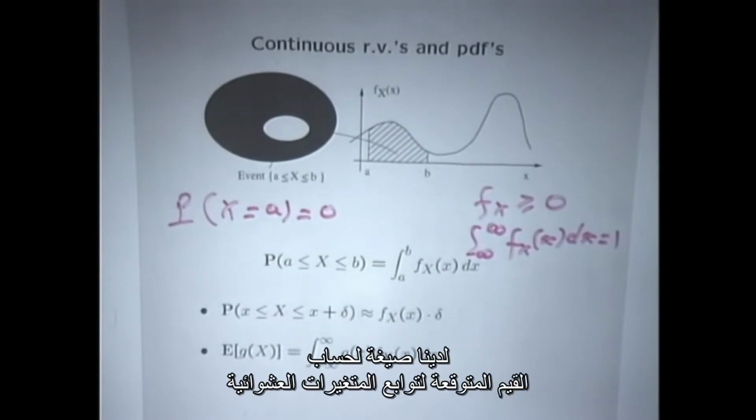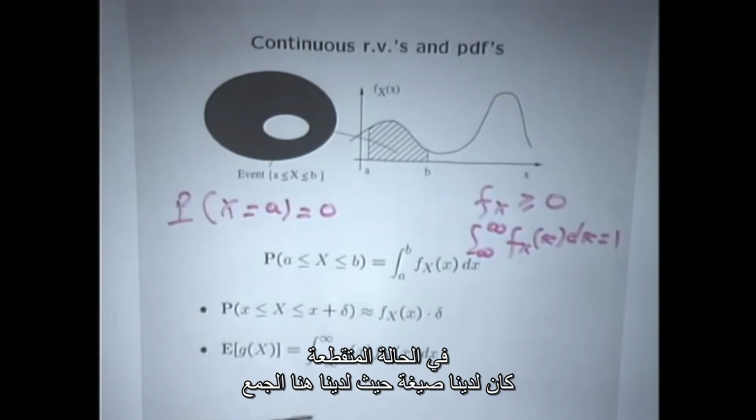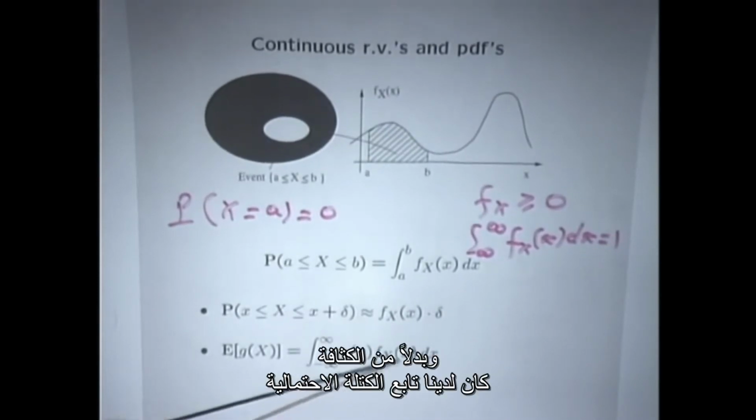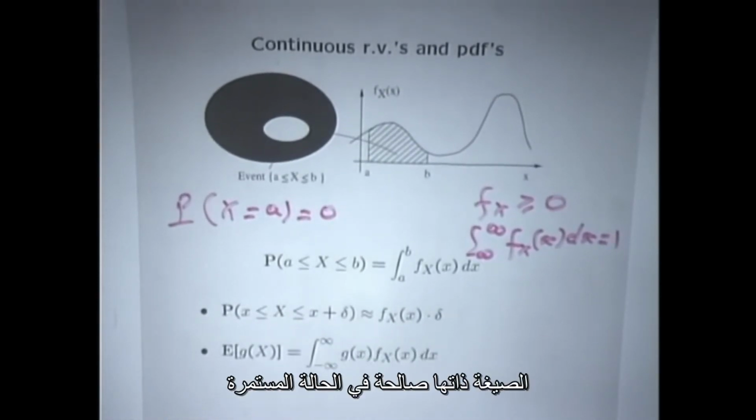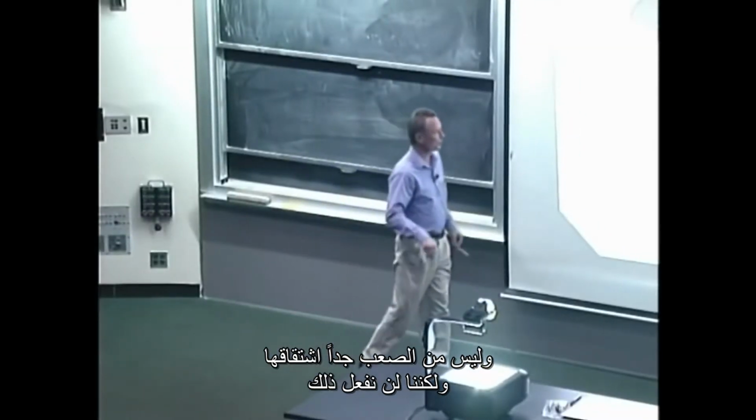What else? We have a formula for calculating expected values of functions of random variables. In the discrete case, we had the formula where here we had the sum, and instead of the density, we had the PMF. The same formula is also valid in the continuous case, and it's not too hard to derive, but we will not do it.